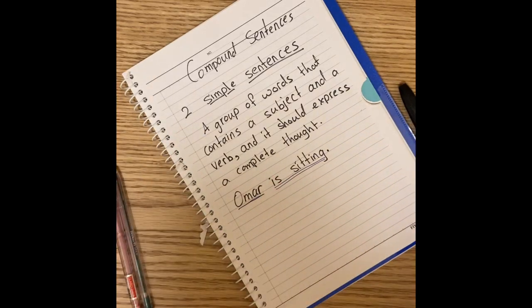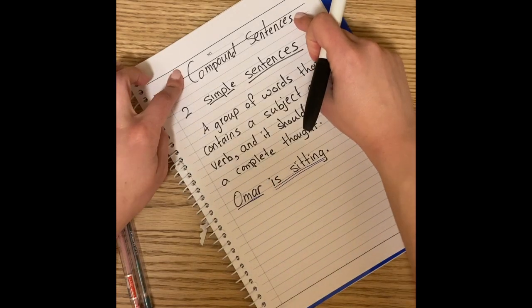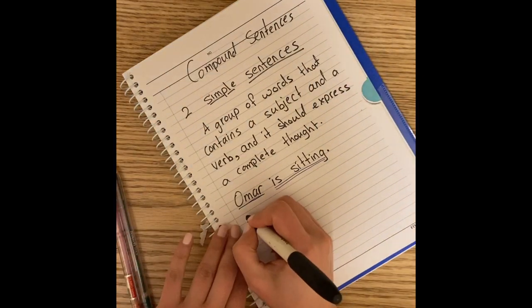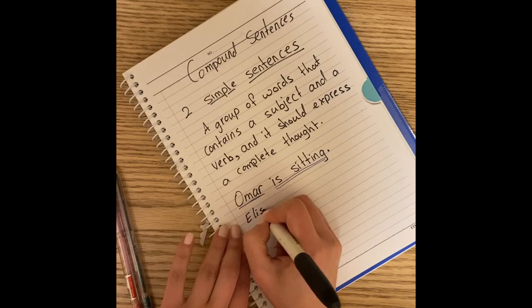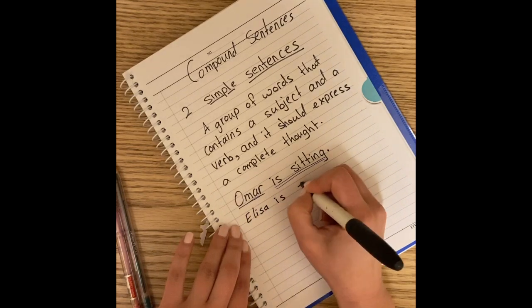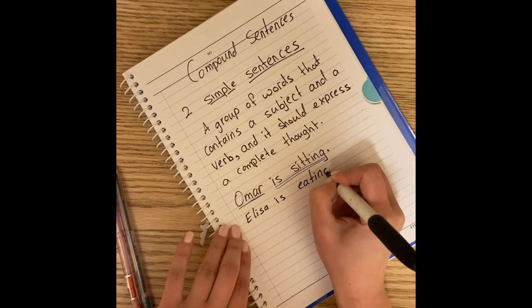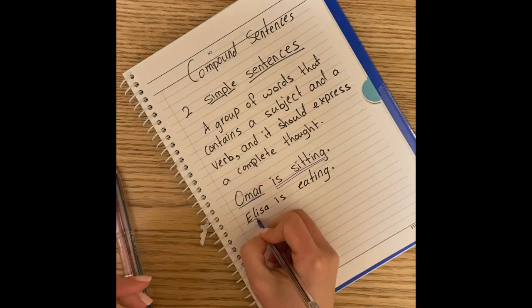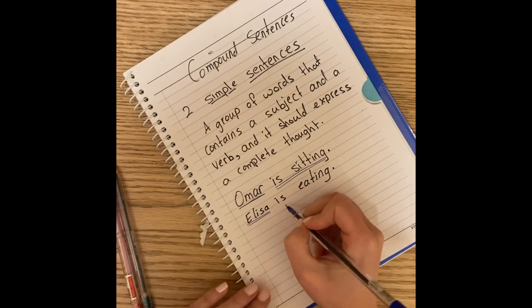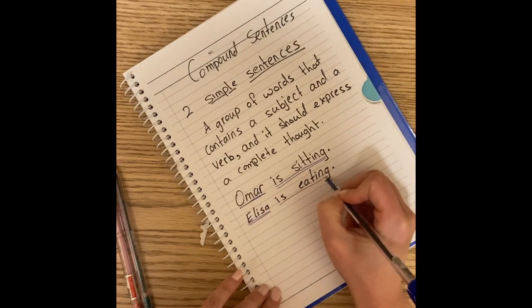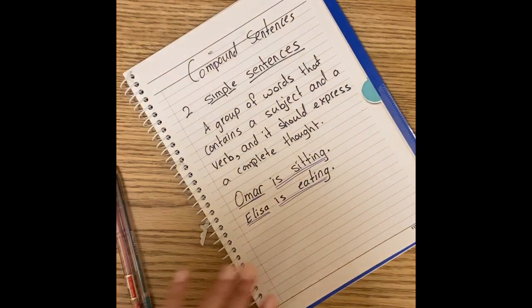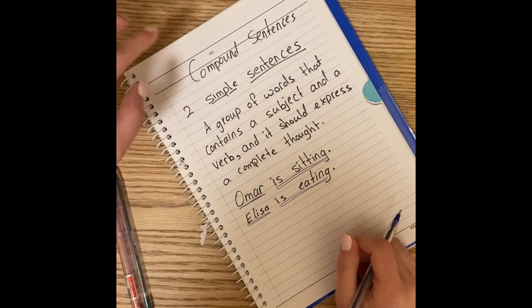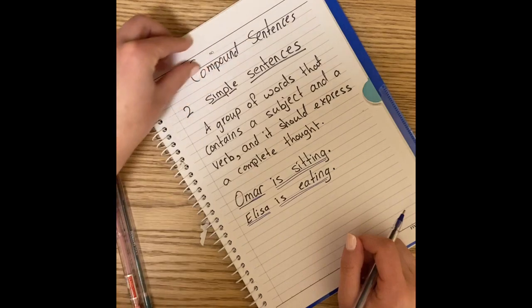Now, I need another simple sentence because a compound sentence is made of two simple sentences. Here's another simple sentence. Elisa is eating. This is another simple sentence which has a subject, which is Elisa, and it has a verb, which is eating. Okay, so I have two simple sentences. Now let's try to make them into a compound sentence.